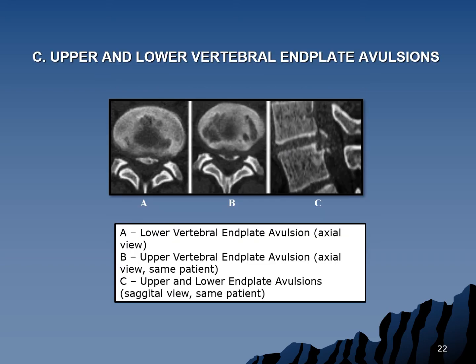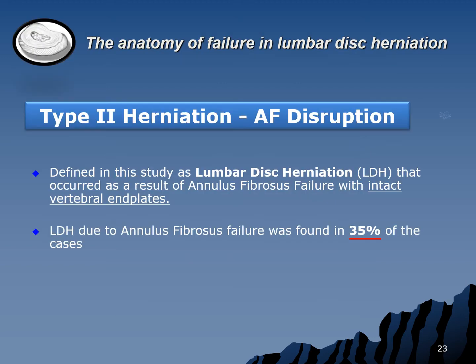And then the final one is the upper and lower end plate avulsions, and you can see that clearly over here. A is the lower end plate, B is the upper end plate, and then you can see the actual bony material that busted off at both levels. And again, that's how the disc material escaped, leaving the annulus intact.